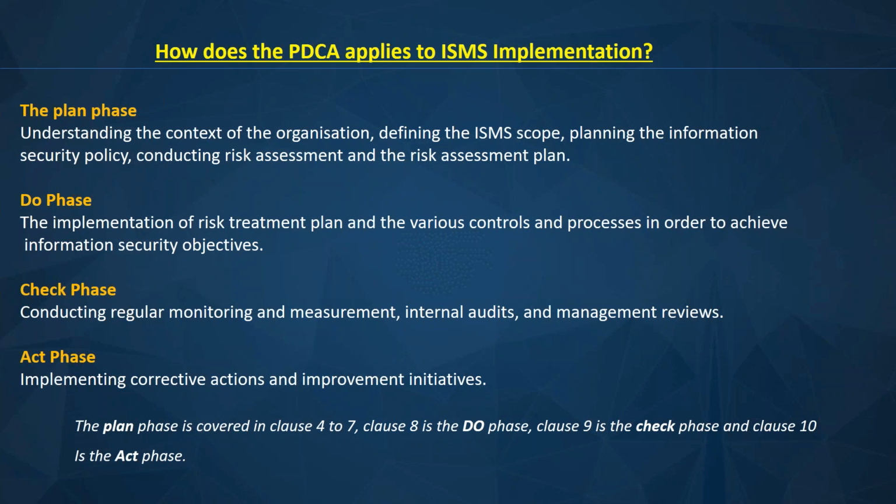So you need to understand the context of the organization. Who are the stakeholders? Who are the interested parties? What do I need to consider? Does the local authority have interest in this? What regulation are they supposed to be complying with? So you have to document all those things. So that's the plan phase. You define the ISMS scope.